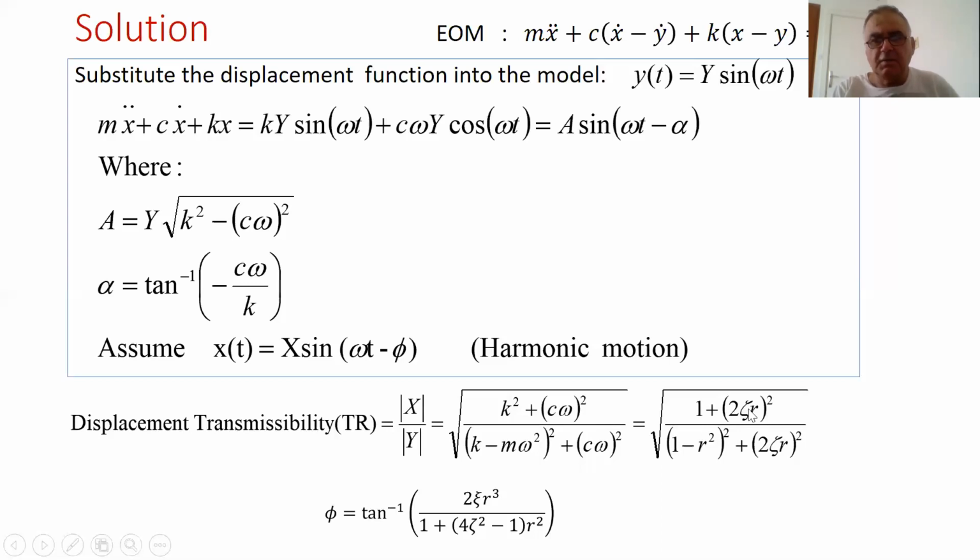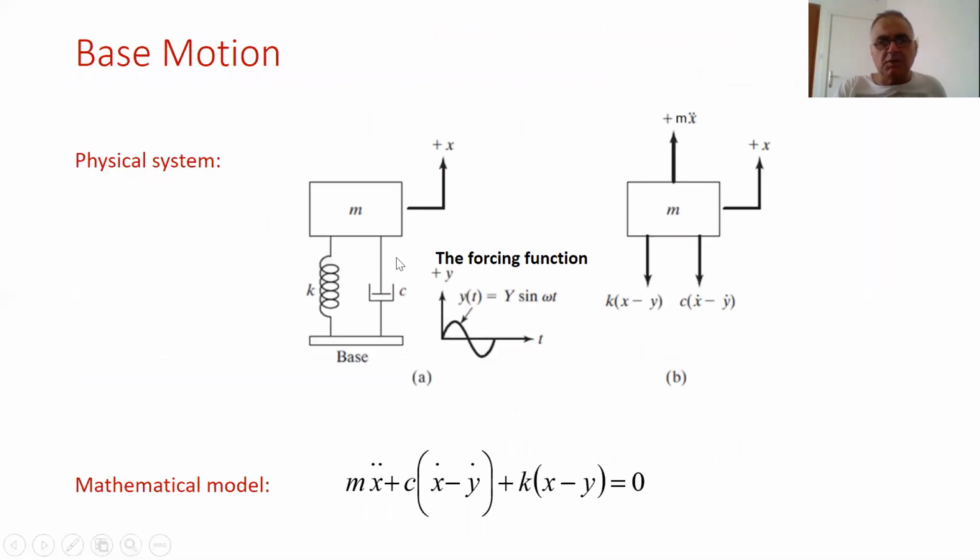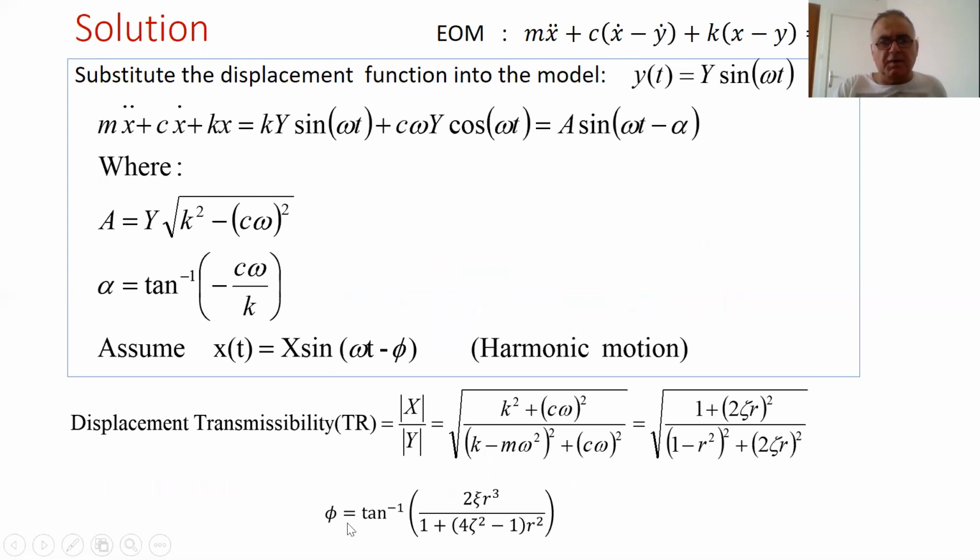You non-dimensionalize it by r and zeta. Okay? In that case, we call the ratio of x to y the displacement transmissibility, because y is the base motion. If we look at the model, y is the base motion, x is the motion of the mass. And phi is the inverse tangent of a kind of complicated expression. This is the phase angle of the system.